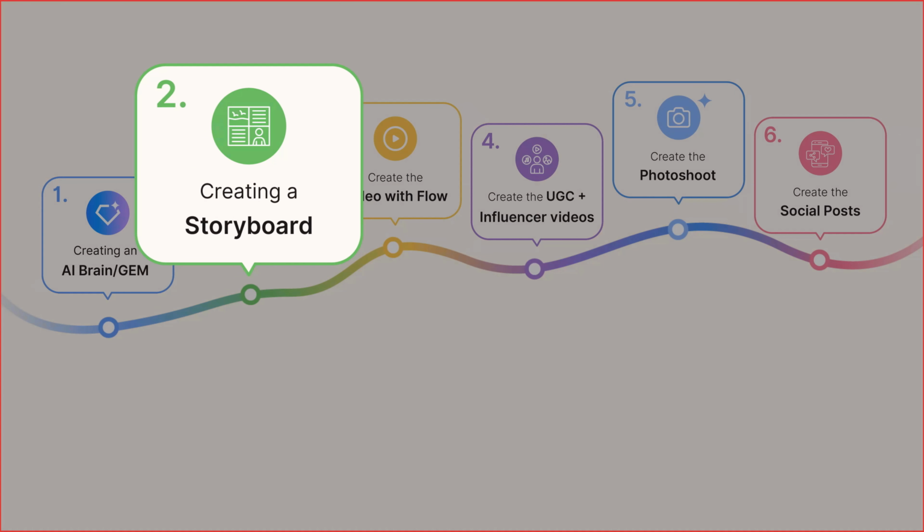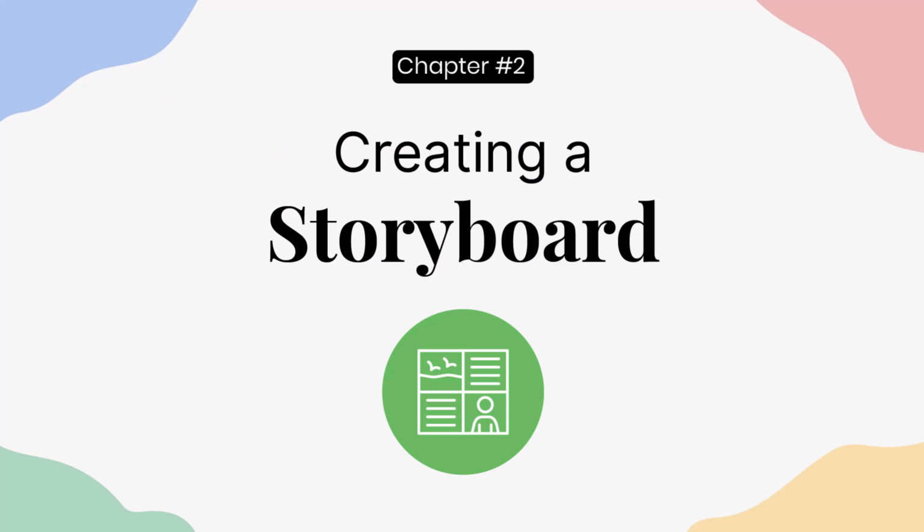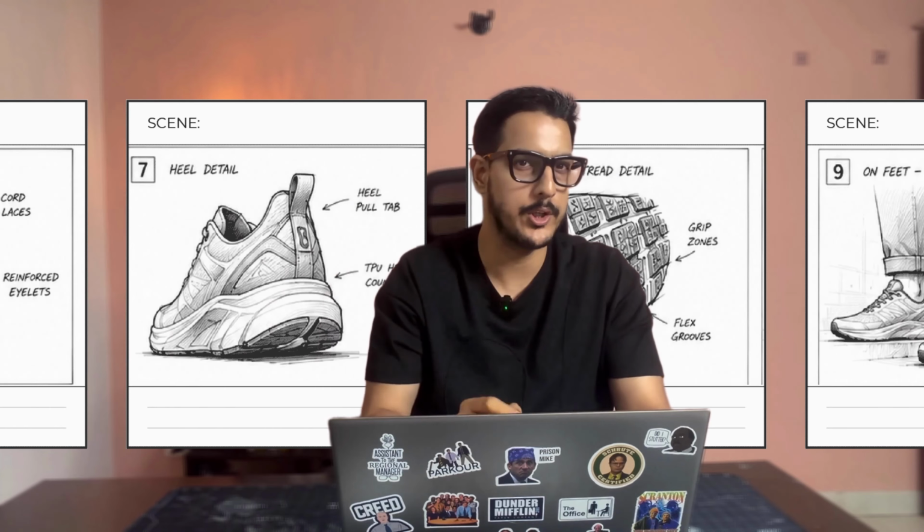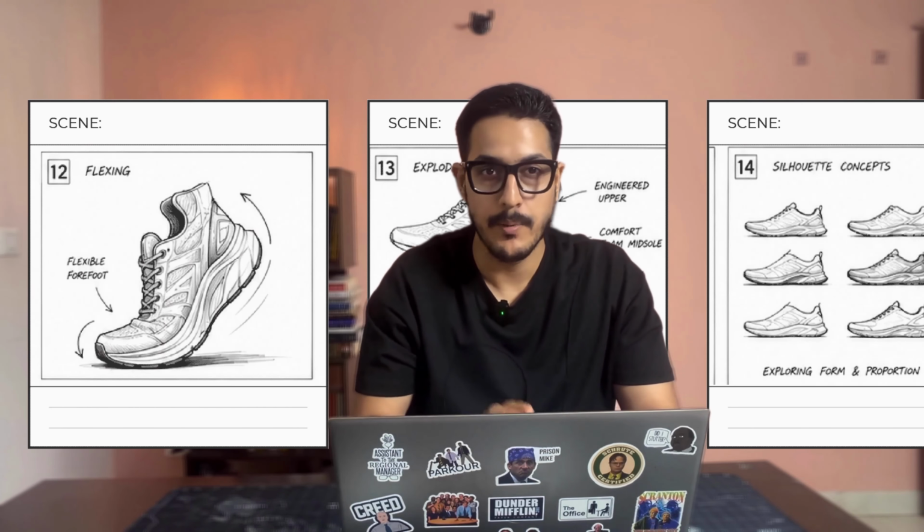Let's start building something with this. So the next chapter is about creating a storyboard. You see, most people directly go to the video generation part, which is a waste of time and waste of AI credits. What you first need to do is think like a movie director. Think in scenes. A scene-by-scene storyboard is what we're going to create. Not just a written one, but a visual one as well, like a comic style.